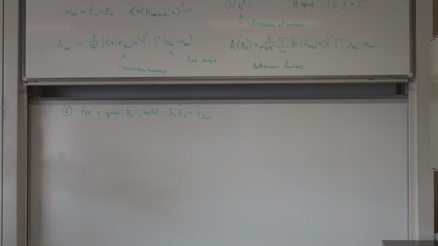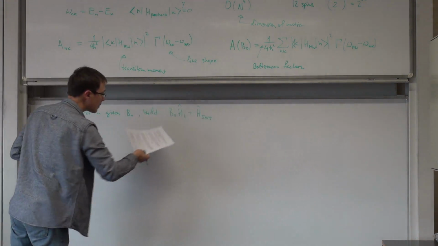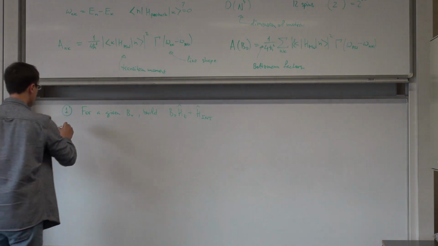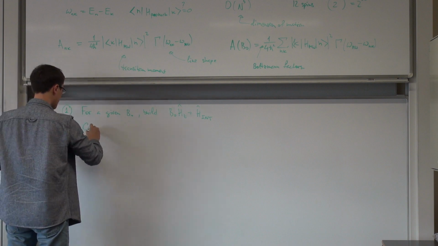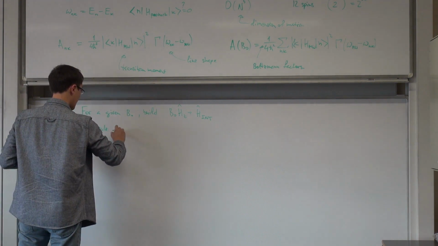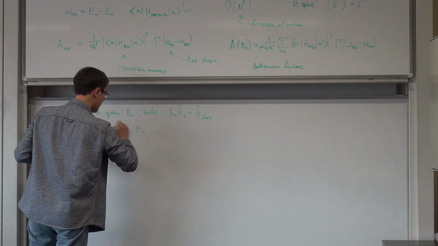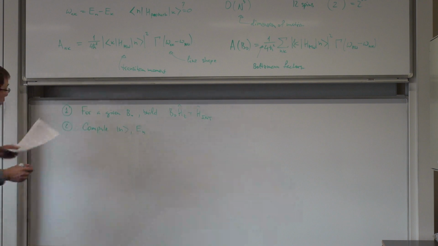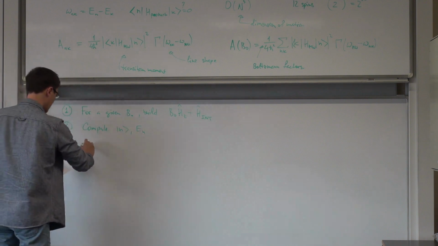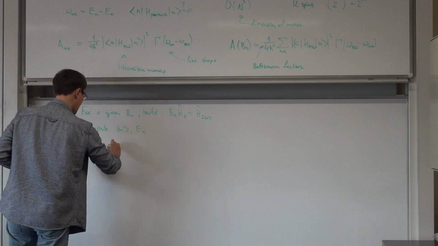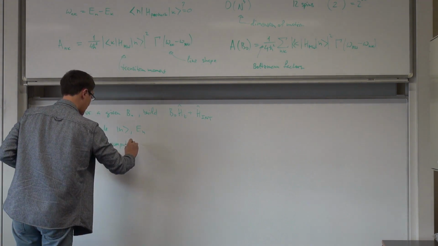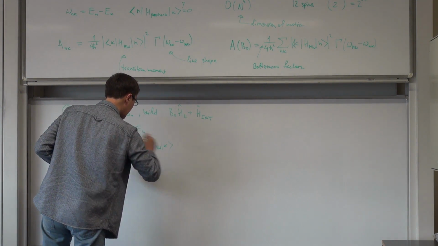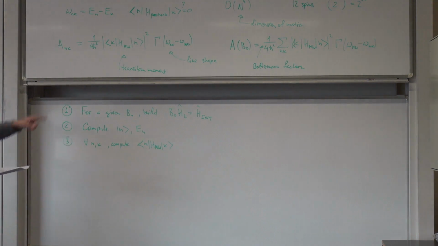Okay, so for a given B0, we build this unperturbed Hamiltonian. We then diagonalize it and compute the eigenvalues and eigenvectors, so we compute the energy levels and the energies. Then, for each pair of levels, so for each n and k, compute n h microwave k. And finally compute the total absorption.